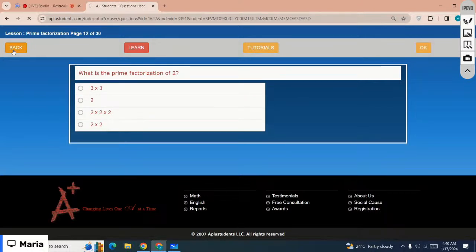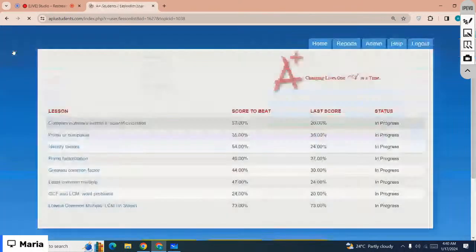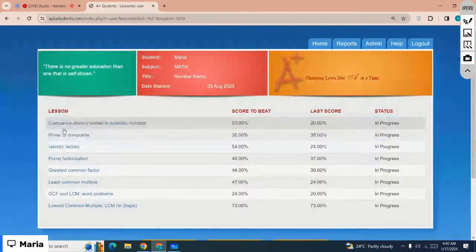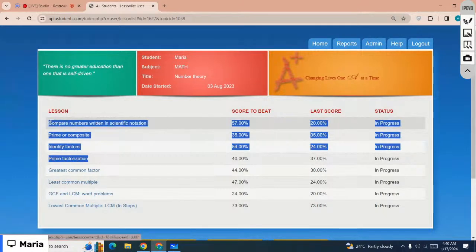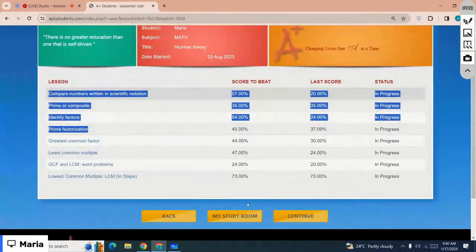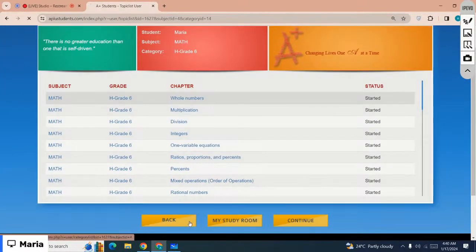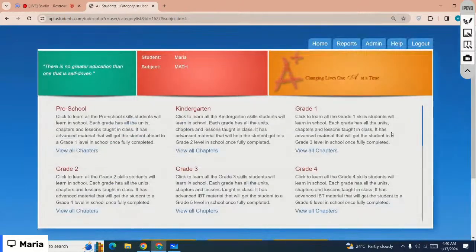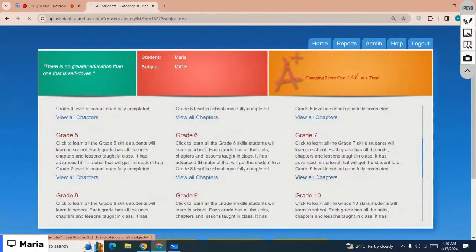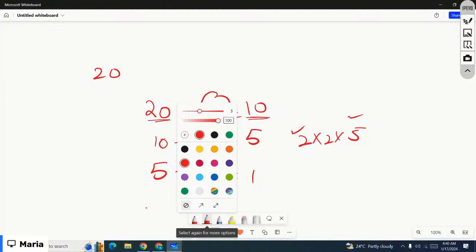Okay, you can complete the lesson by yourself later today. So we were working on grade 6 math. The chapter we're working on is number theory. The lessons we have covered today are compare numbers written in scientific notation, prime or composite, identify factors, and prime factorization, right? So please make sure before the next session you complete all the practice questions for the lessons we did today.